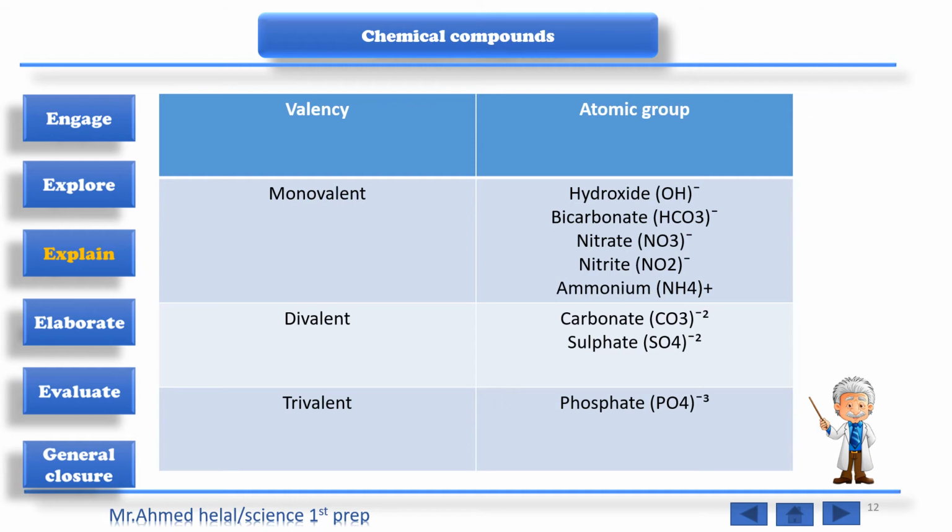It's important to remember the valency and the chemical formula of atomic groups, because we will need it. We have monovalent ones like hydroxide, bicarbonate, nitrate, ammonium, and divalent ones like carbonate, sulfate, and trivalent ones like phosphate.